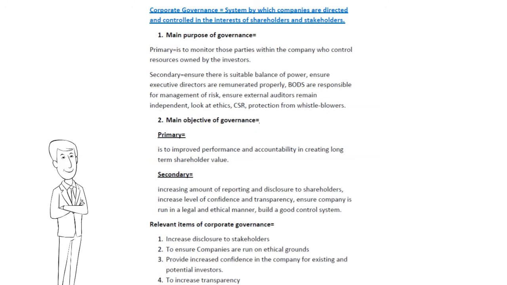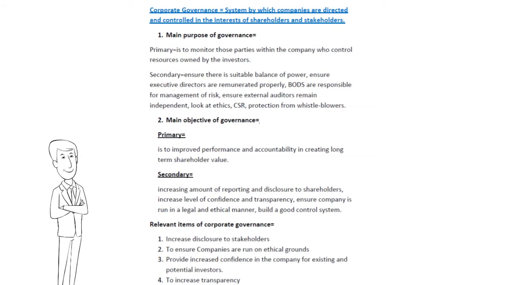So corporate governance is the way the company is run or controlled in the interests of the shareholders and stakeholders. So the primary purpose of corporate governance is to monitor parties within the company who own, who control the resources that are owned by the investors. The investors are the owners, but the directors are the people who control these resources. So the primary purpose of corporate governance is to make sure that the directors are kept in check.